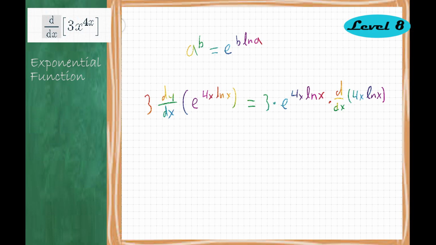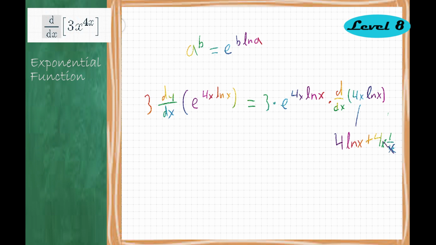Now we want this derivative, which will be equal to, we'll use the product rule to find it. So it'll be 4 times natural log of x plus the 4x times 1 over x, which will just be 4. So this will equal 4 natural log x plus 4. You can see how I eliminated it there.